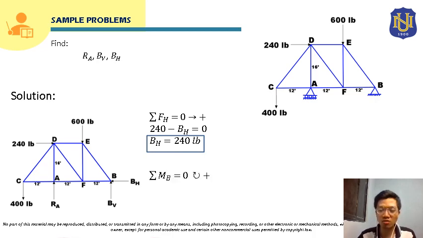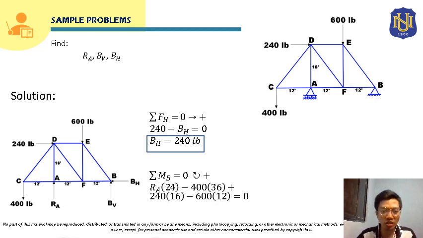Now, we can also use summation of moment at B. If we sum up moment at B, BV and BH will be cancelled. They will not be included in our summation since they pass through the point where we are going to solve for moment. So BV and BH will be cancelled, and the only unknown here will be RA. From summation of moment at B equal to 0, we can solve for RA since this will be the only unknown. So let's start summing up all the moments about point B.